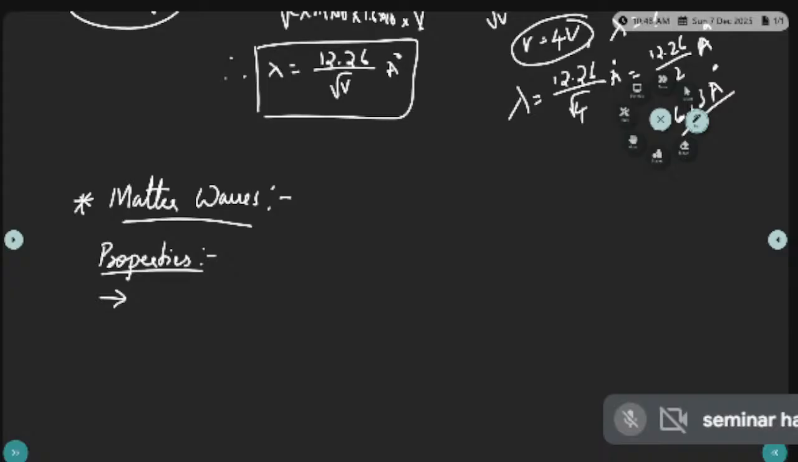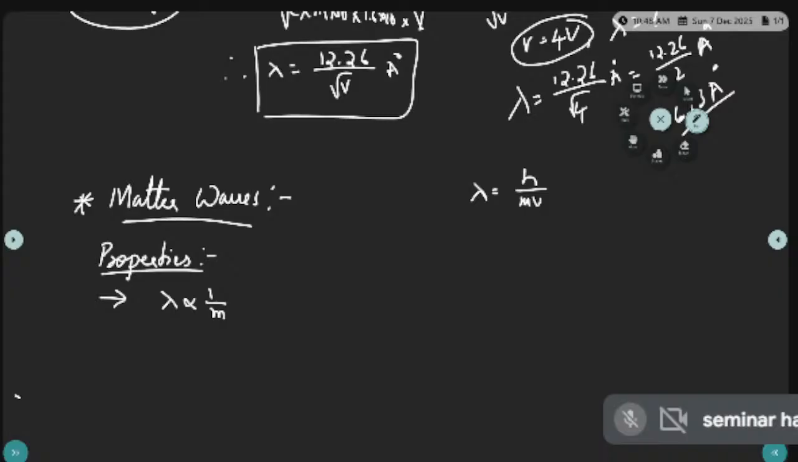Generally we know lambda is equal to h by mv. From that, lambda is inversely proportional to m, since h and v are constant. Here m is the mass of the particle. Take two particles, both in motion, and both will have waves of the same type. The particle which has smaller mass has larger wavelength, and larger mass has smaller wavelength.